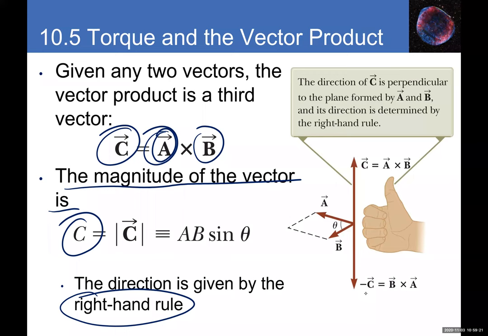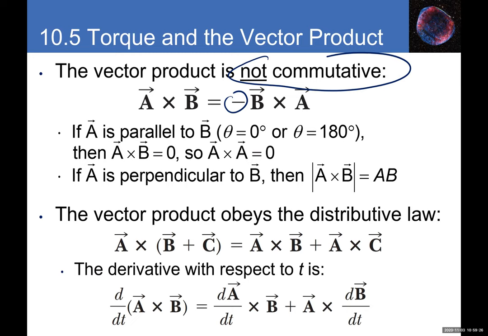If A is parallel to B also, where theta equals zero or theta equals 180, then A cross B equals zero. Because remember, if you do AB sine of theta, and theta is zero or 180, the sine of zero or 180 is zero, so the cross product is zero. So two parallel vectors have a cross product of zero. Also, if you do A cross A, you get zero, because both vectors have the same magnitude and same direction.